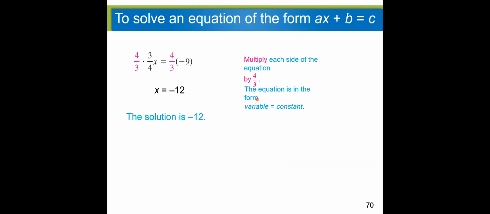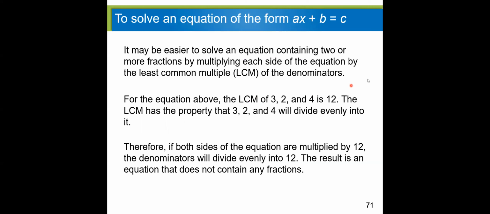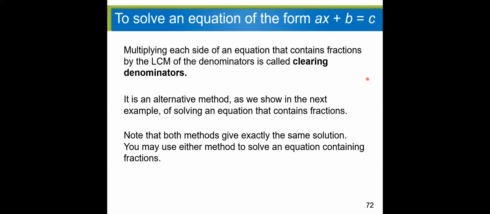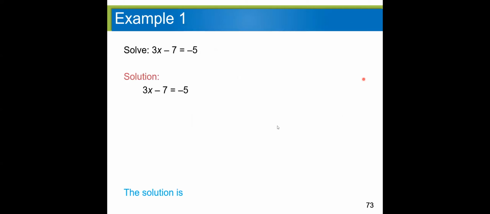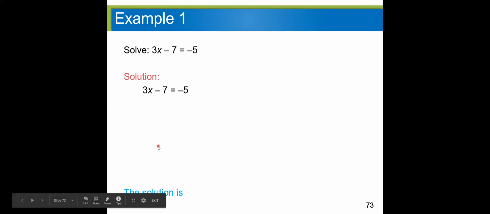So, found the solution, went through the steps as we know them. Fantastic. You sometimes utilize these common multiples when you do this stuff. As stated in the slide here, it may be easier to solve an equation containing two or more fractions by multiplying each side of the equation by a least common multiple of the denominators. So the equation above, you can use 12, etc. Let's do our examples. Essentially, the idea was clearing denominators.